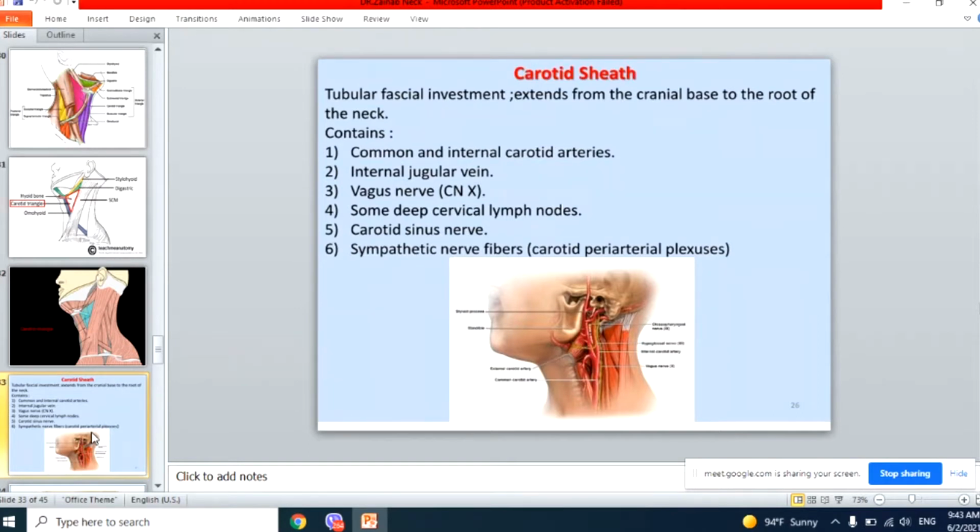The carotid sheath content is very important for you as a dentist. So what we have: the common and internal carotid artery, the internal jugular vein, the vagus nerve, the deep cervical lymph nodes, and the sympathetic nerve fibers. But the most important ones are the common carotid artery, the internal jugular vein, and the vagus nerve.